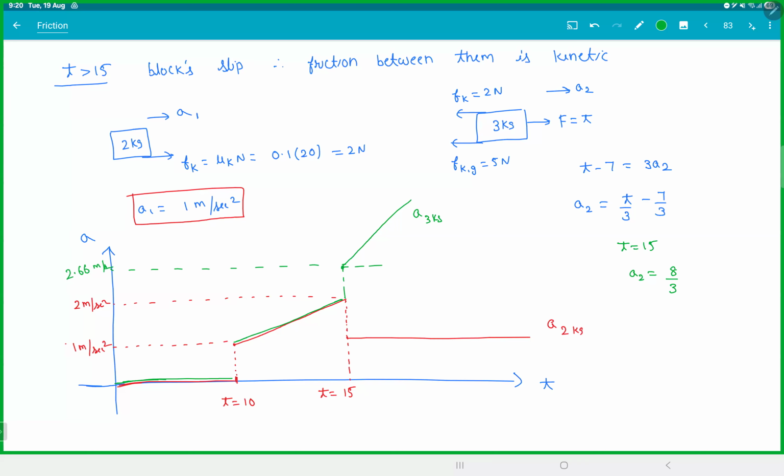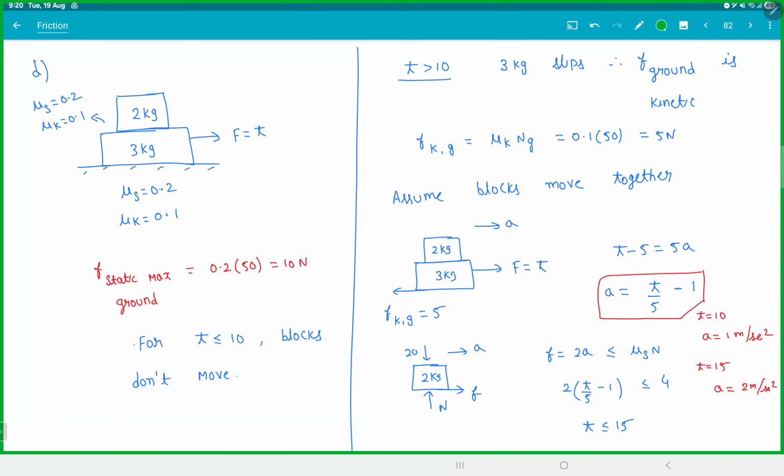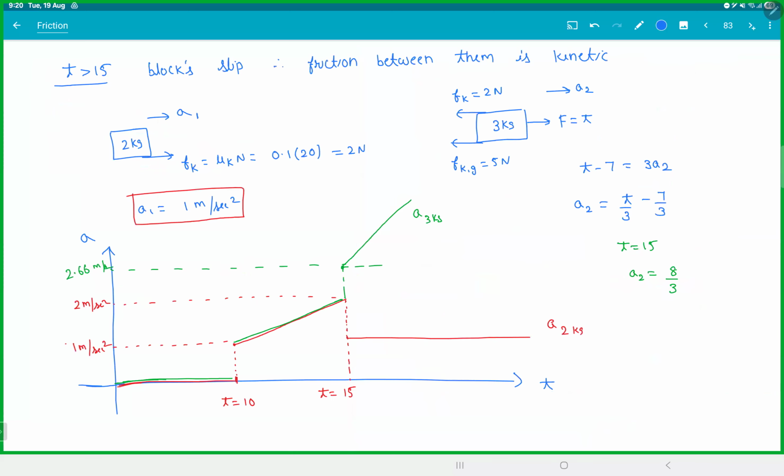Do have a look at this. Clear what we did? So first you assume they'll not move, then they will move, and after moving they'll go together for some time, then they will slip. Any doubts on this? Clear? Can I go ahead?